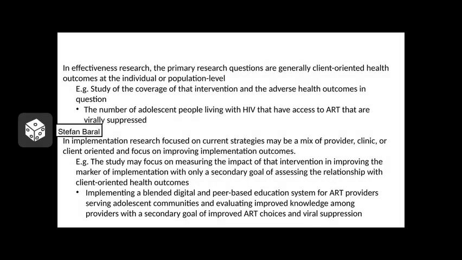So I'll just say that as we think about effectiveness research, and evaluating effectiveness, the primary research questions are generally clinic-oriented health outcomes. So we might study the coverage of an intervention and adverse health outcomes in question. So it could be the number of adolescent people living with HIV that have access to ART that are virally suppressed. That's a common outcome, or even more so, incidence, for example.